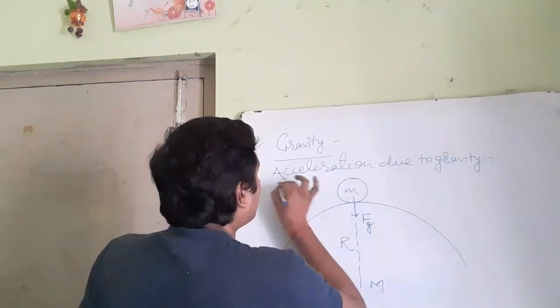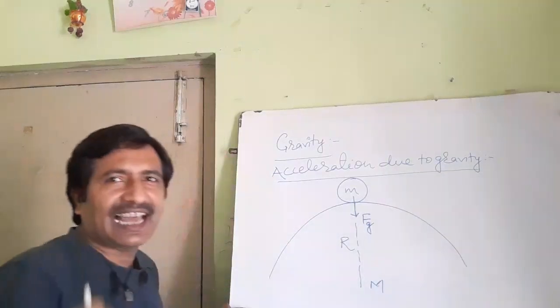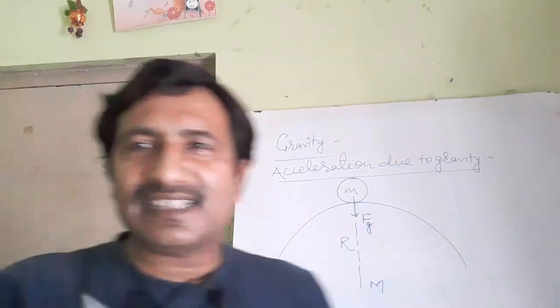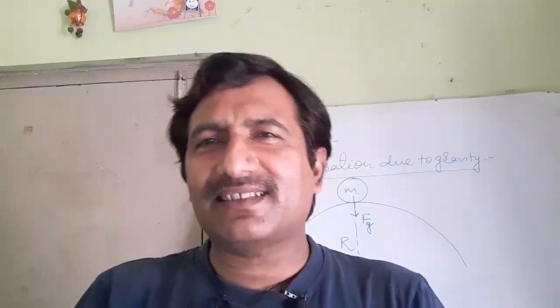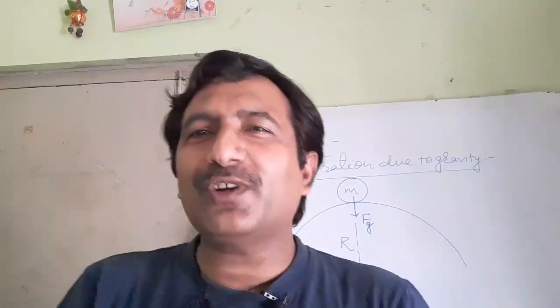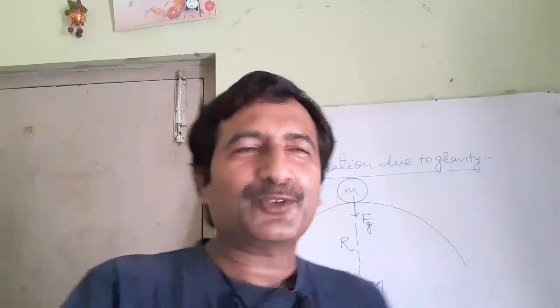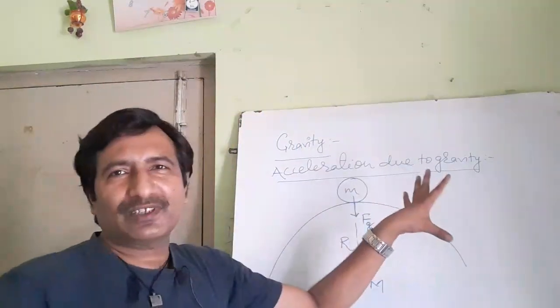Okay, in simple language you can write it is the acceleration caused by earth's gravity. It is the acceleration caused in a body due to earth's gravity. Whatever language you want, you can write these facts in your own words. So this is the acceleration due to gravity.